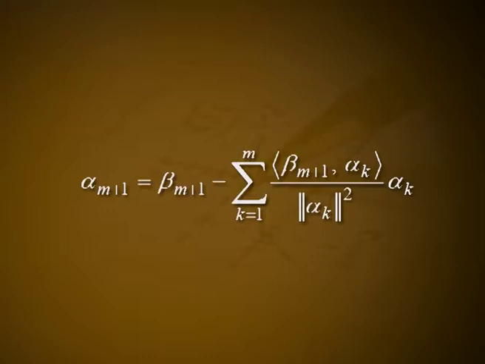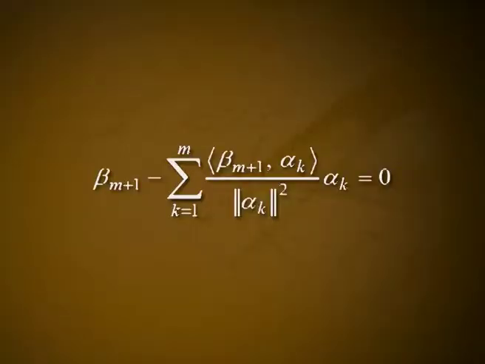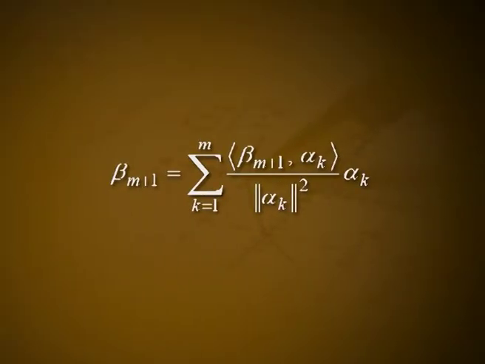beta k. To construct the next vector, let alpha m plus 1 be equal to beta m plus 1 minus sigma k equal to 1 to m inner product of beta m plus 1 and alpha k, divided by norm alpha k square, times alpha k. Then alpha m plus 1 is not equal to 0, for otherwise beta m plus 1 would be a linear combination of alpha 1, alpha 2, etc., alpha m, and hence, by the induction argument, a linear combination of beta 1, beta 2, etc., beta m, a contradiction.